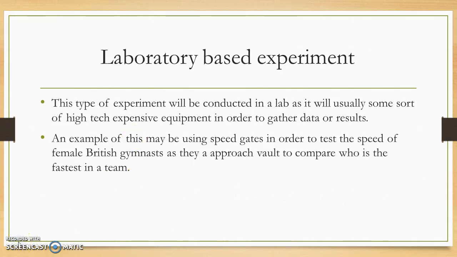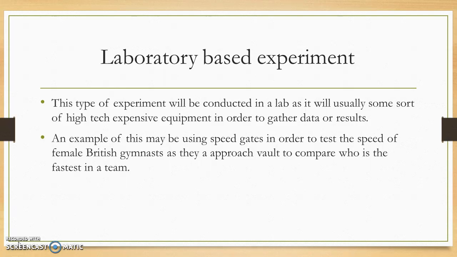There are many different ways to collect quantitative data. One of those ways is through laboratory-based experiments. This type of experiment is conducted in a lab, as it will usually include some sort of high-tech, expensive equipment in order to gather data or results. An example of this may be using speed gates in order to test the speed of female British gymnasts as they approach vault to compare who is the fastest in the team.